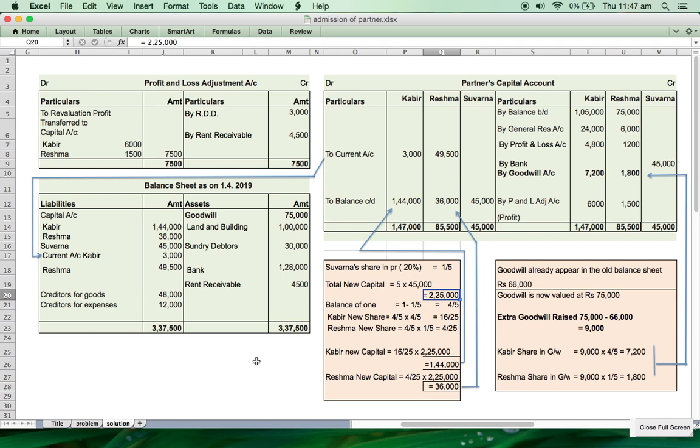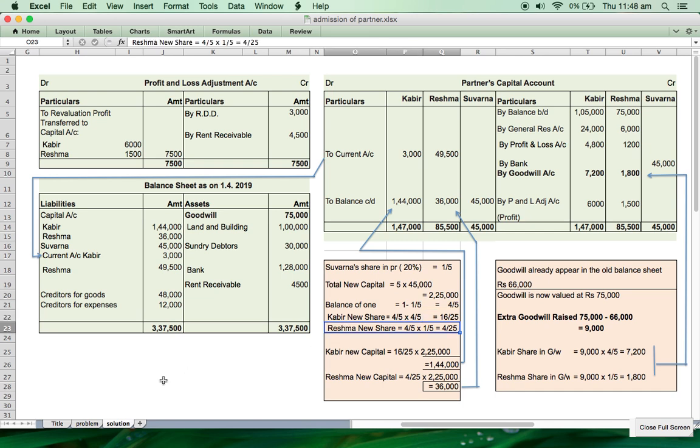After this, we are going to calculate new share for old partners. For that, we are going to multiply balance of 1 by their old share. Balance of 1 means 1 minus new partner's share in profit. So 1 minus 1/5 is 4 upon 5. Kabir's new share will be 4 upon 5 into 4 upon 5. This 4 upon 5 is balance of 1, and the other 4 upon 5 is his old share in profit. This gives us 16 upon 25.